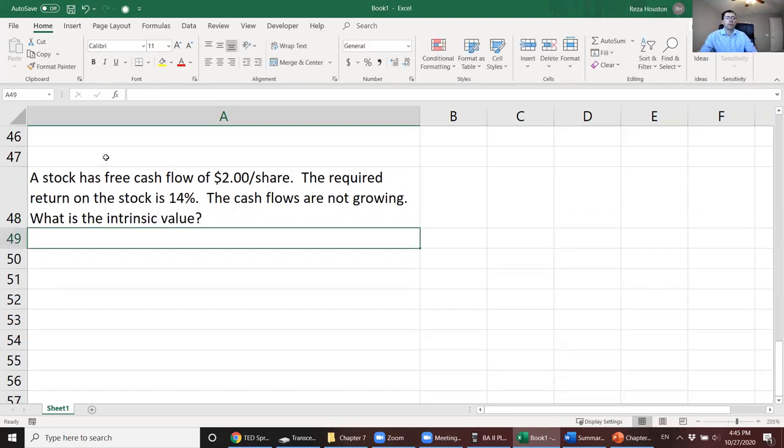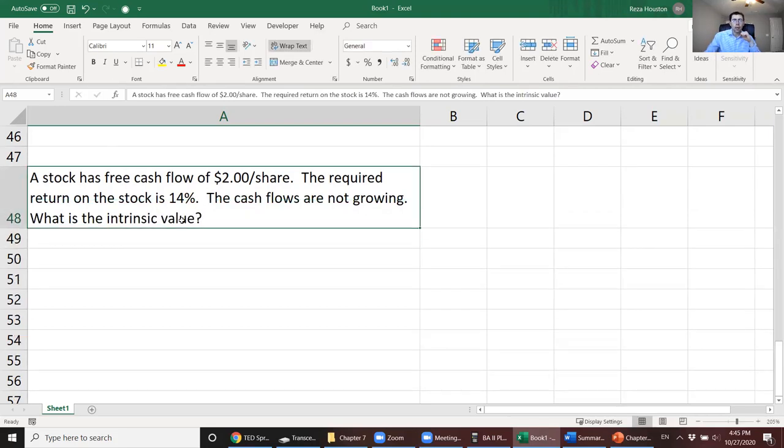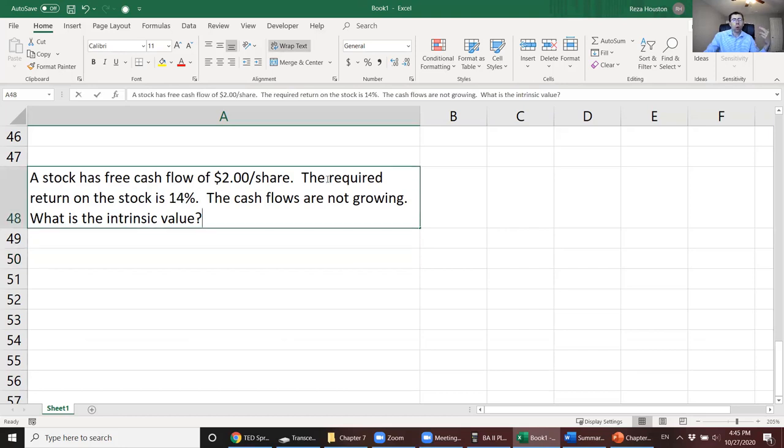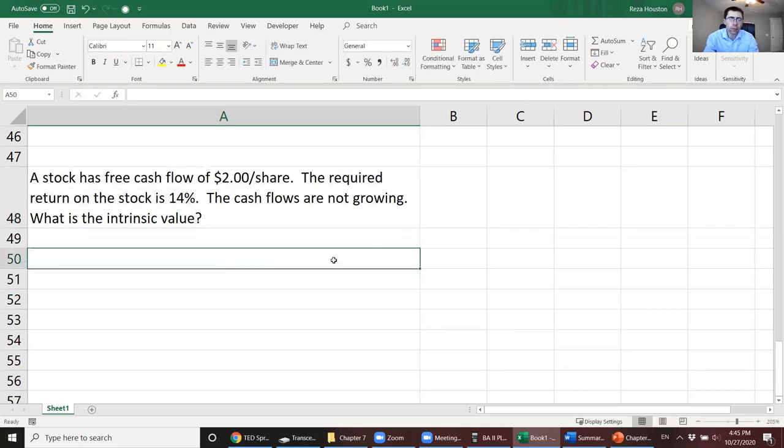All right, so here's an example of a perpetuity formula question. A stock has free cash flow of $2 a share. The required return is 14%. When I say the required return, what I mean is that is the return that you as the investor are demanding before you will buy those shares of stock. The required return is what we calculate when we use the CAPM, but I'll discuss that in a few minutes. All right, cash flows are not growing.